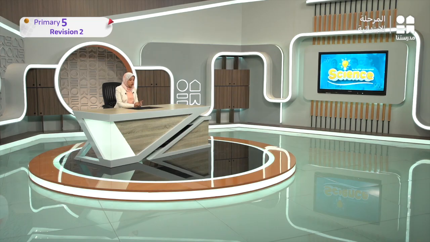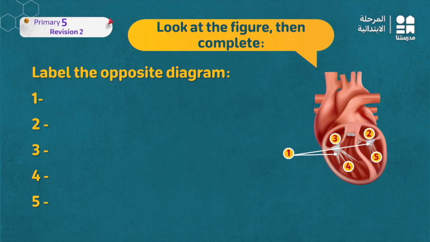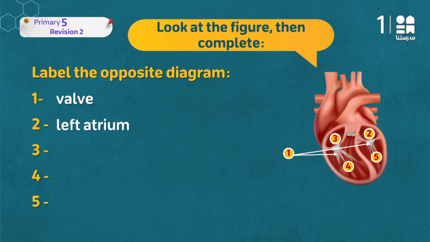Okay, now look at the figure and then answer. عايزين نشوف الصورة دي ونجاوب. عايزين نعمل ايه؟ Label the opposite diagram. عايزين كل رقم هنا نقول اسمه ايه. Number one هو مشاور على الجزء اللي ما بين ال upper chamber وال lower chamber اللي هو ايه؟ It's the valve. طيب number two هو upper chamber يبقى atrium. طب انهي atrium؟ right atrium ولا left atrium؟ It's the left atrium.